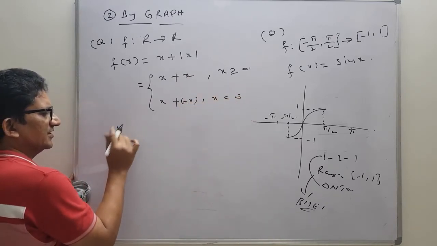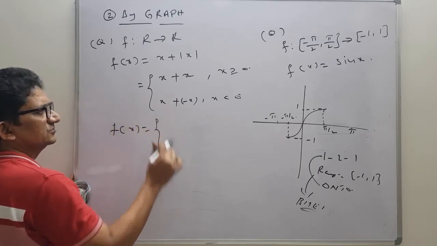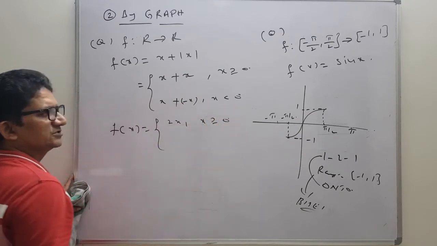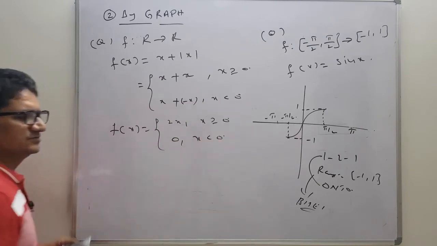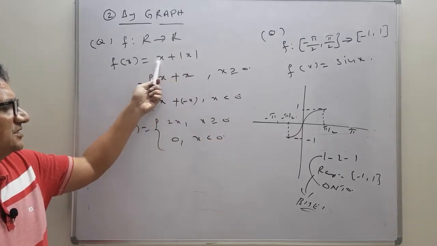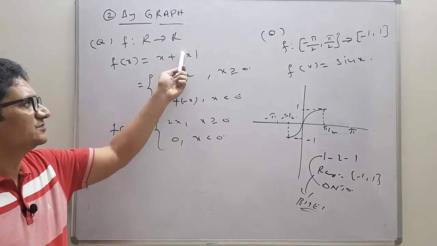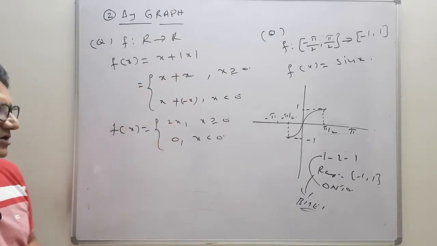So that means your function, that is f of x, we have taken. f of x equals x plus x, which means we get 2x when x is greater than or equal to 0, and x minus x is 0 when x is less than 0. Now this is the function. So now the graph of this is nothing but the graph of this one. Now we changed the function because the modulus of x definition changes for positive values and negative values. Now we will come back here.